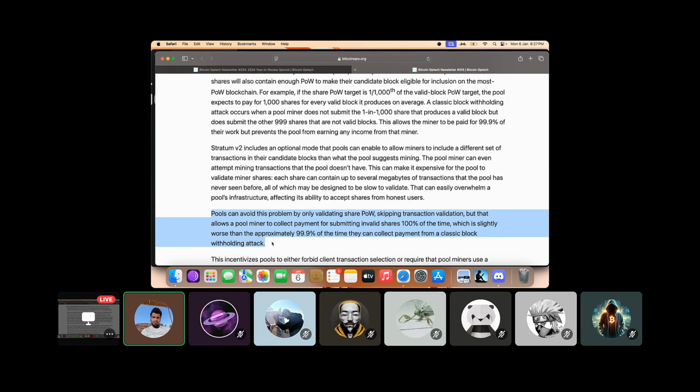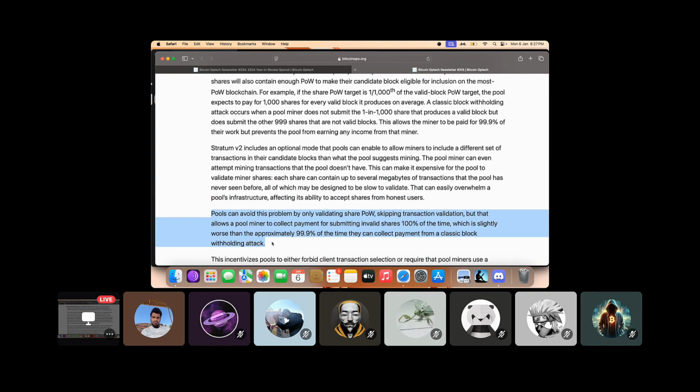Okay. Now, one mitigation for this. We discussed what the problem is, right? We discussed what the problems, the bottlenecks, or the trade-offs are of template creation when the miners are creating their own templates. Okay, one mitigation that the author here suggests is that instead of validating the entire block, we only validate the proof of work. We only validate the proof of work, right?